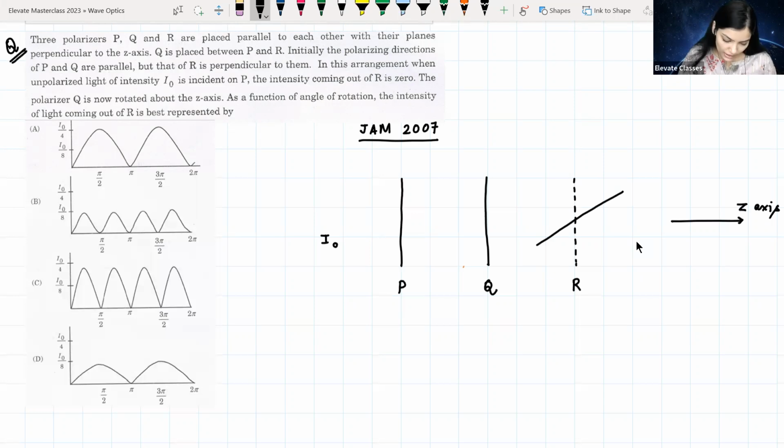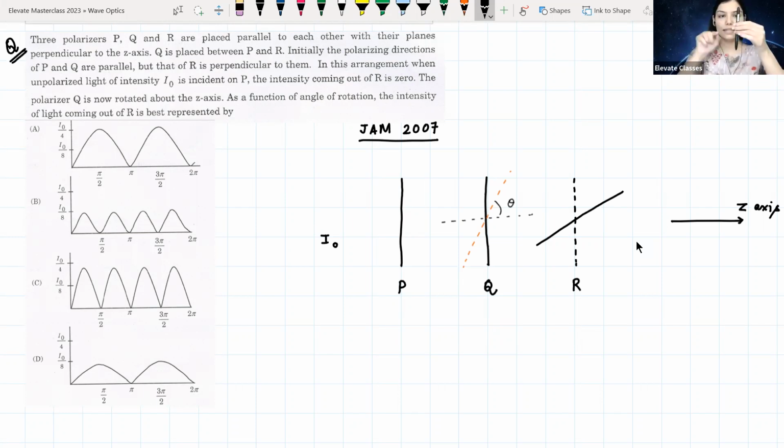And now what I'm doing is the polarizer Q is now rotated about the Z axis. So that simply means that this angle I am measuring with respect to my Z, this theta. And I'm basically rotating this polarizer about the Z axis. So the pass axis I'm rotating. So earlier the pass axis was like this, this was my Z axis. Now I am rotating it like this. Okay. It is not coming out properly in the figure, but can you visualize it?